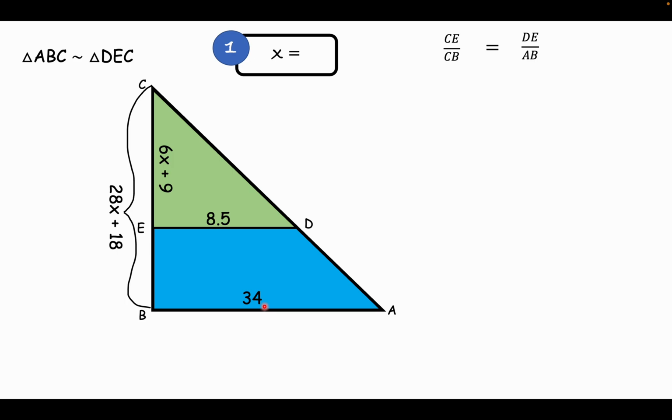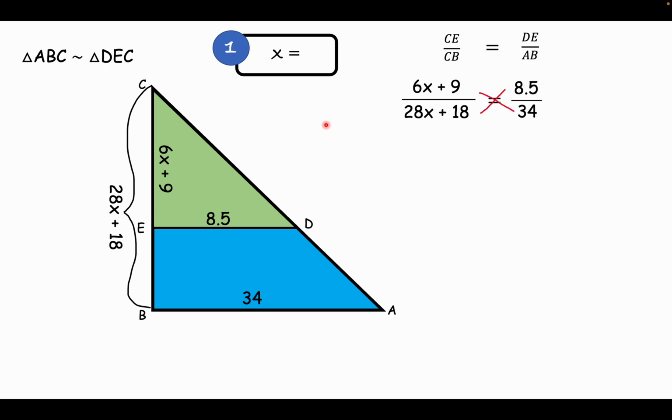Now if we replace what we know, CE is the 6x plus 9, and CB, that's this whole thing, that's our 28x plus 18. We're going to set it equal to DE, 8.5, over AB, which is 34. Now we have a proportion that we should be pretty familiar with solving.